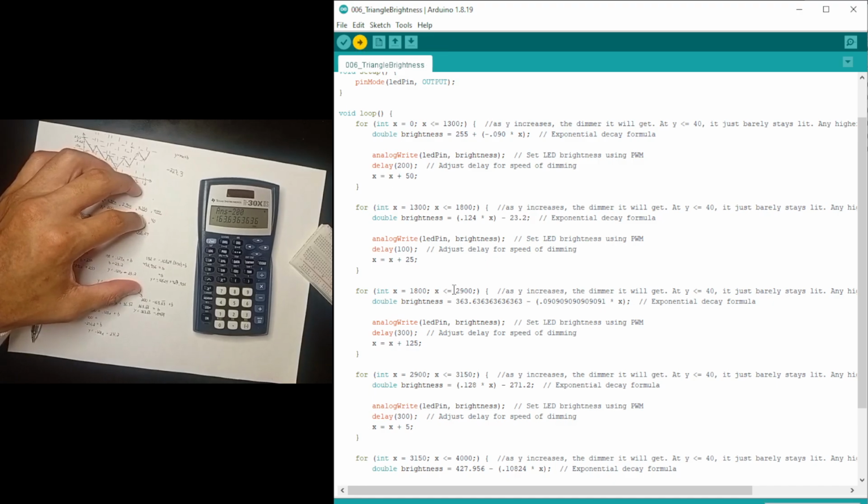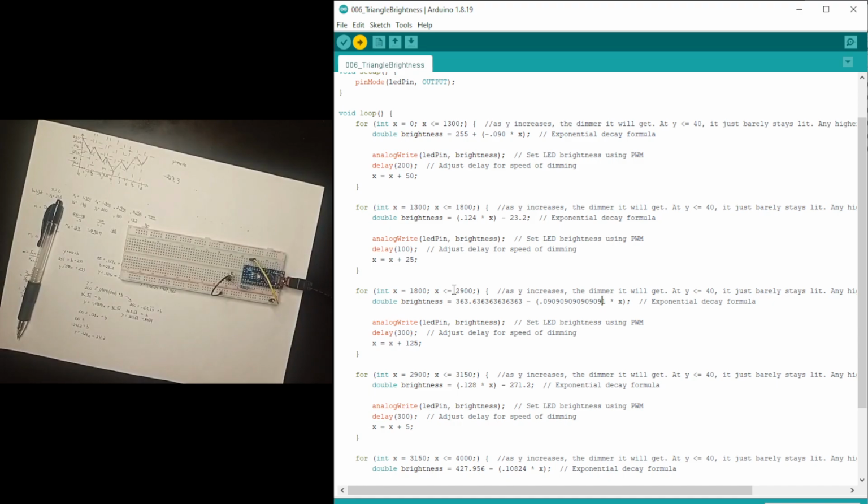Okay, let's try again. Because I expanded the time that it takes to do this. Especially for the really bright part in the beginning. Okay, then maybe what I should do is make it, but if I make it steep, I'm gonna have to change the equation. I'm gonna have to change the first two.